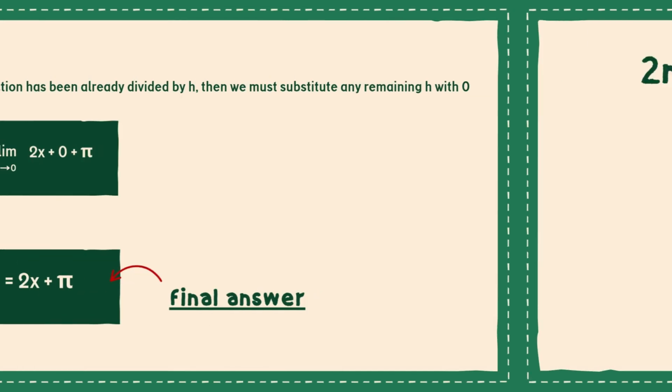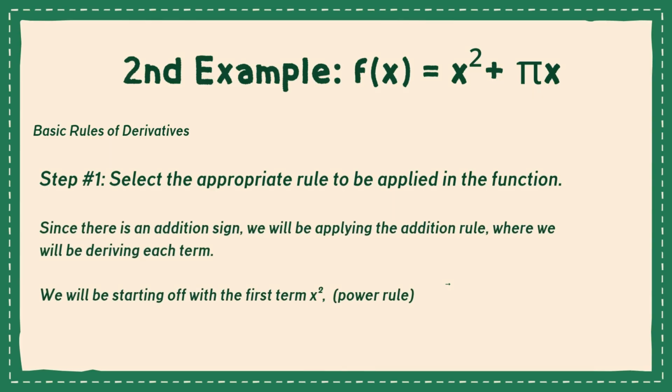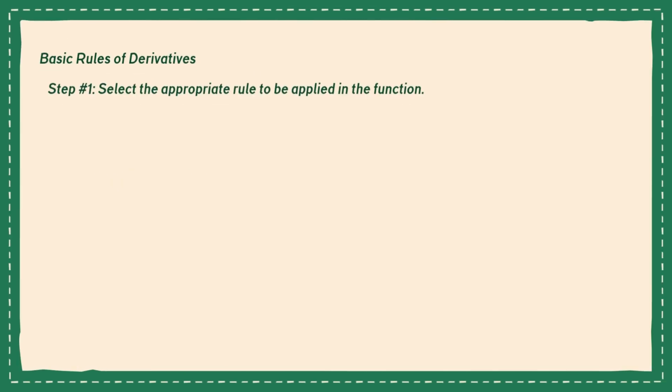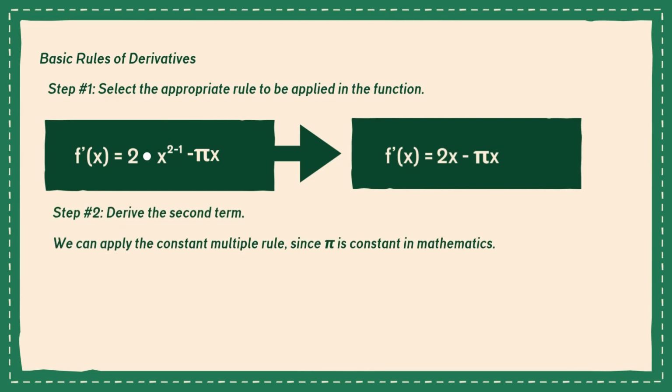Here are the basic rules of derivatives. Step number 1, select the appropriate rule to be applied to the function. Since there is an addition sign, we will be applying the addition rule, where we will be deriving each term. We will be starting off with the first term, x raised to the power of 2, where we will use the power rule. f prime of x equals 2 times x raised to the power of 2 minus 1, plus pi x. Step number 2, derive the second term.